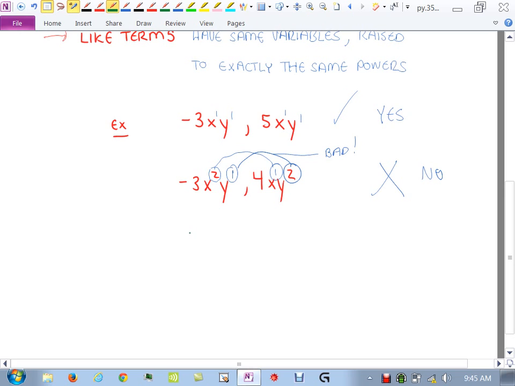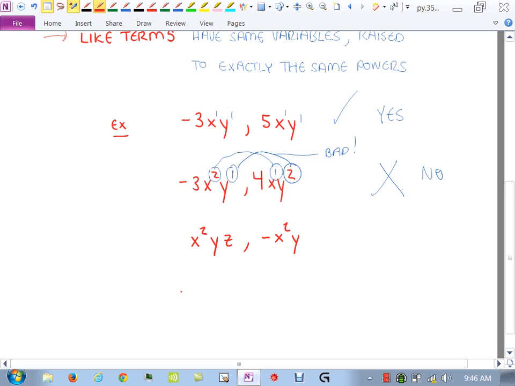How about x squared y z and negative x squared y? Well, they both have x squared, they both have y, but this one doesn't have z, and this one does. So no. They have to have all the variables, they have to match.